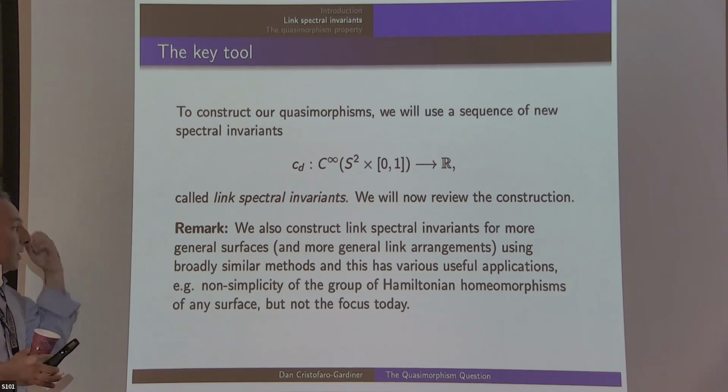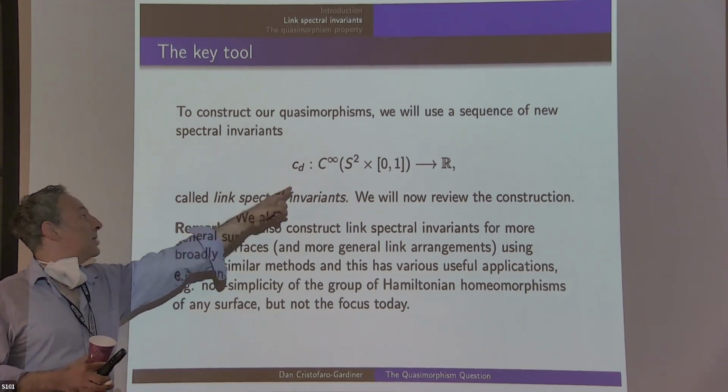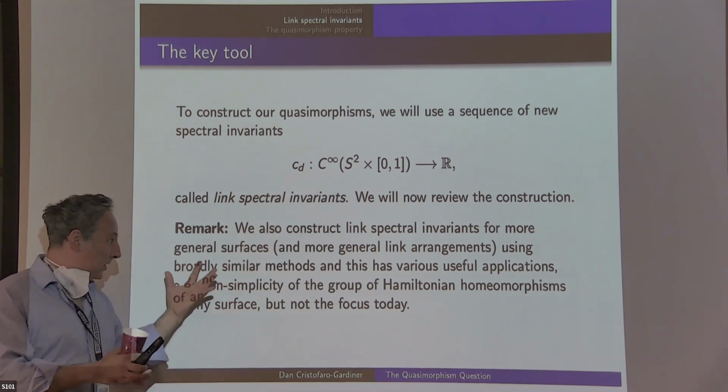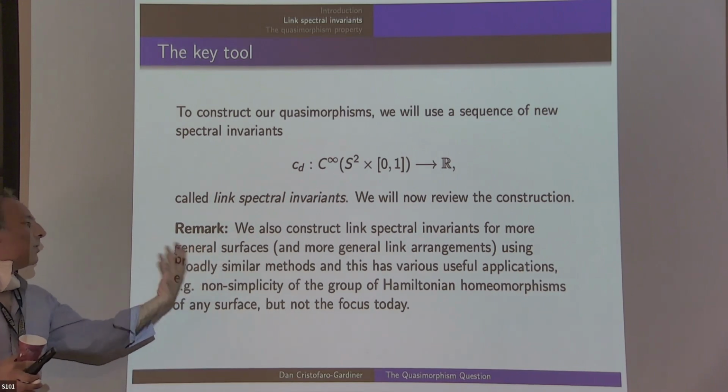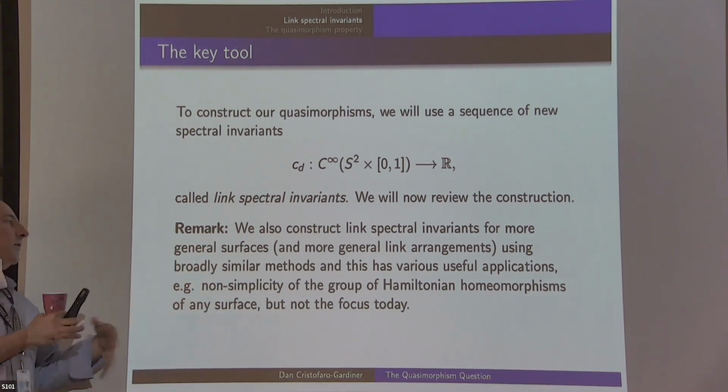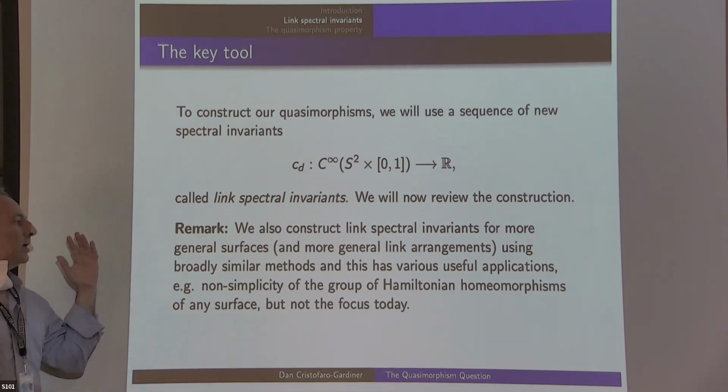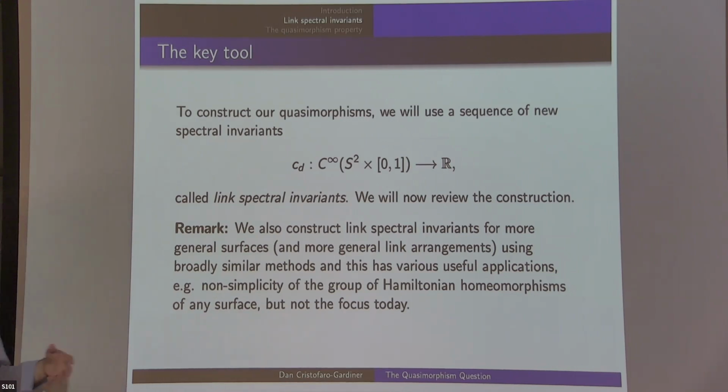Just a remark. I've stuck to the case of the two-sphere here for two reasons. One is expository simplicity. The other is that this quasimorphism question was only asked about the two-sphere anyways. But in our paper, we construct linked spectral invariants for more general surfaces, and also for lots of links using similar methods. This is actually useful and something we can discuss if I finish early. For example, remember earlier I was saying that the algebraic structure of the group of homeomorphisms of a surface in any genus is somewhat unclear. You can use these linked spectral invariants to study the group of homeomorphisms of any surface. For example, you can prove a non-simplicity result. You can also prove a kind of Weyl law for these linked spectral invariants if you like that sort of thing. But anyways, we just want to stick to quasimorphisms.